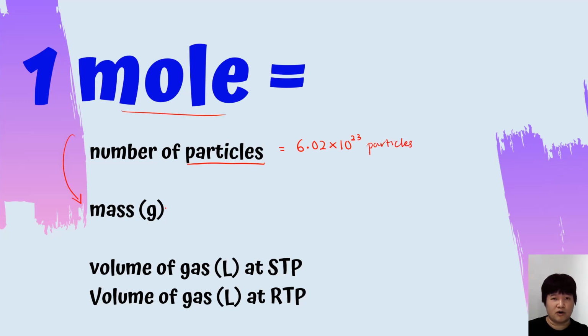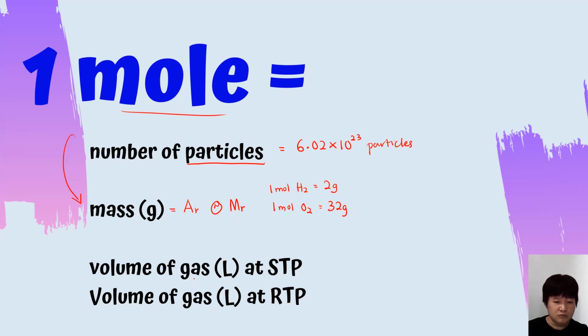The mass of 1 mole of atoms or molecules is equal to the relative atomic mass or the relative molecular mass. It means if I have 1 mole of hydrogen gas, it is equal to 2 grams because there are 2 hydrogen atoms. If I have 1 mole of oxygen gas, then it's actually equal to 32 grams.